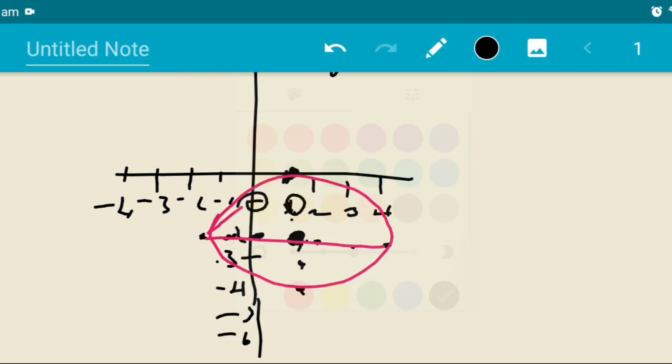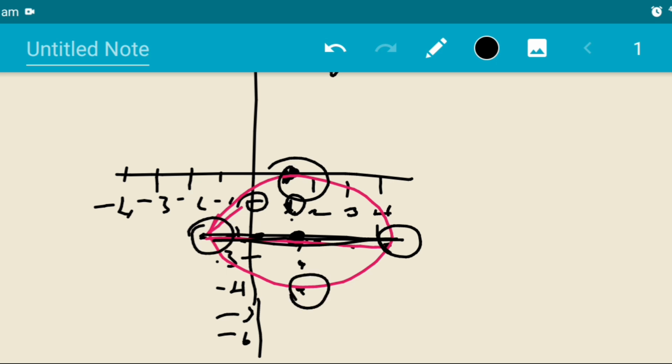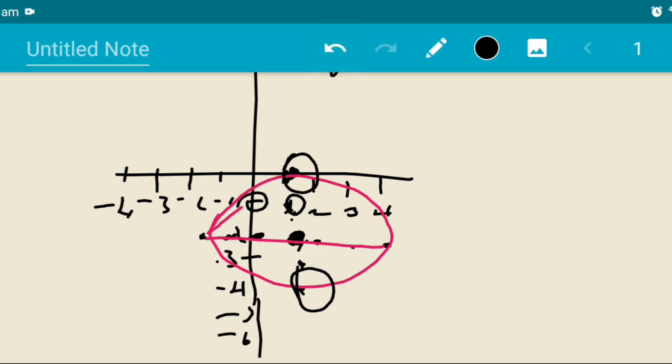So let's get the vertices. This here is the major axis, and the vertices are the endpoints. The vertices found on the major axis are called the major vertices. The vertices found on the minor axis are known as the minor vertices. Let me write major vertices as MV.